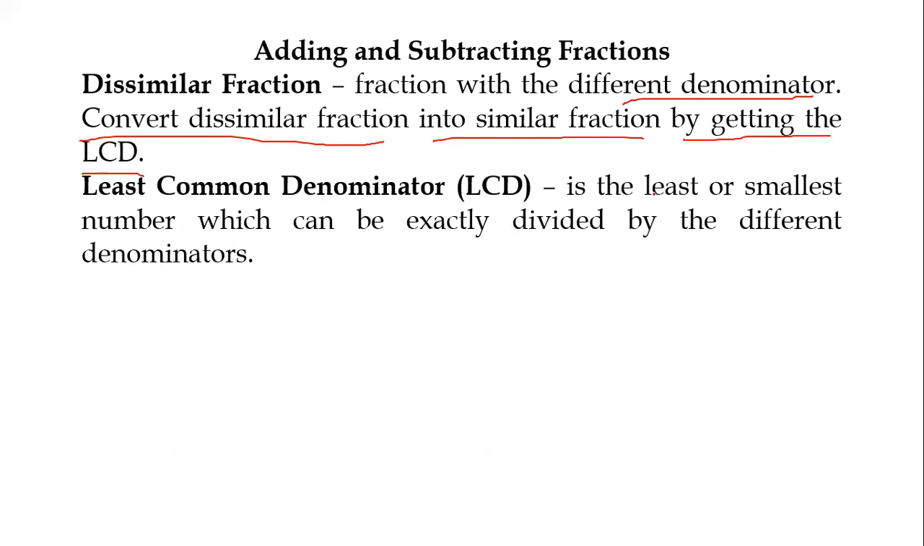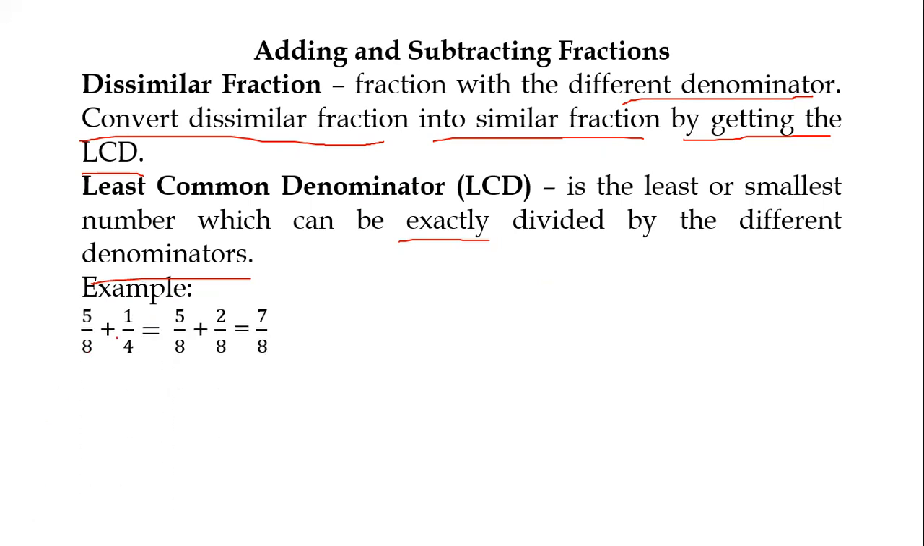So this is the least or smallest number which can be exactly divided by the different denominators. So it means, hahanap tayo ngayon ng number na kapag dinivide natin sa denominator na given ay eksakto ang magiging sagot. So it means walang remainder. Let's take a look at the example.